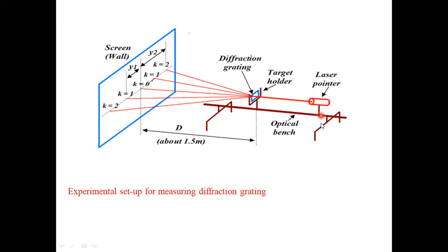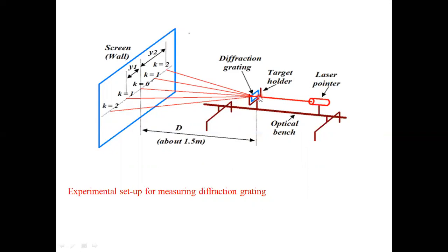We have this optical bench. Over the optical bench we have three stands: one stand, second stand, and third stand. On one stand we have the laser. In our experiment we will use a semiconductor diode laser as the source, whose wavelength is already given to us. So this is the laser.